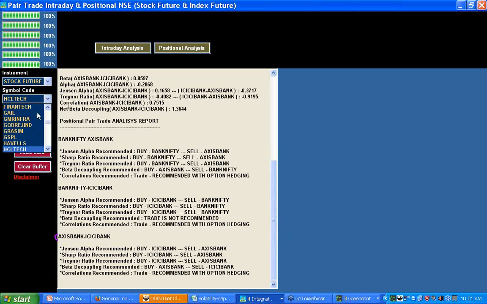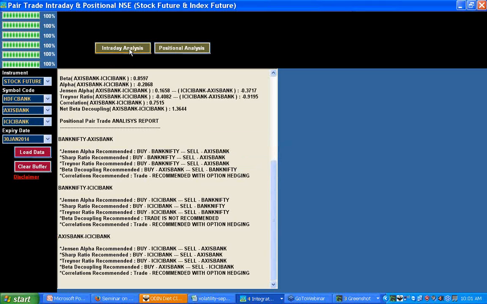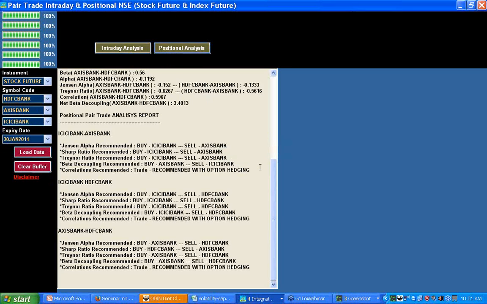So if I go for slight changes, I have just taken the stock future. I have taken some HDFC Bank. So let me analyze this pair. Here I am getting a divided view. For that reason only I am not going for it. ICICI and Axis is still divided. ICICI Bank and HDFC Bank has a view, but with the option hedging, these two also are divided. Axis and HDFC also is divided.